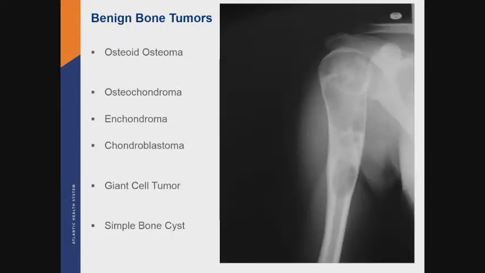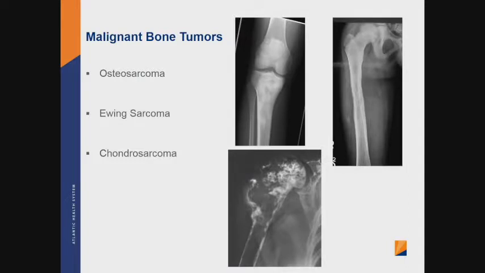These benign types of tumors can have different behaviors. Some will sit there and do nothing and just weaken the bone, and some will grow and aggressively destroy the bone, like a giant cell tumor. And obviously those ones that are aggressively destroying the bone have to be treated more aggressively than just observation.